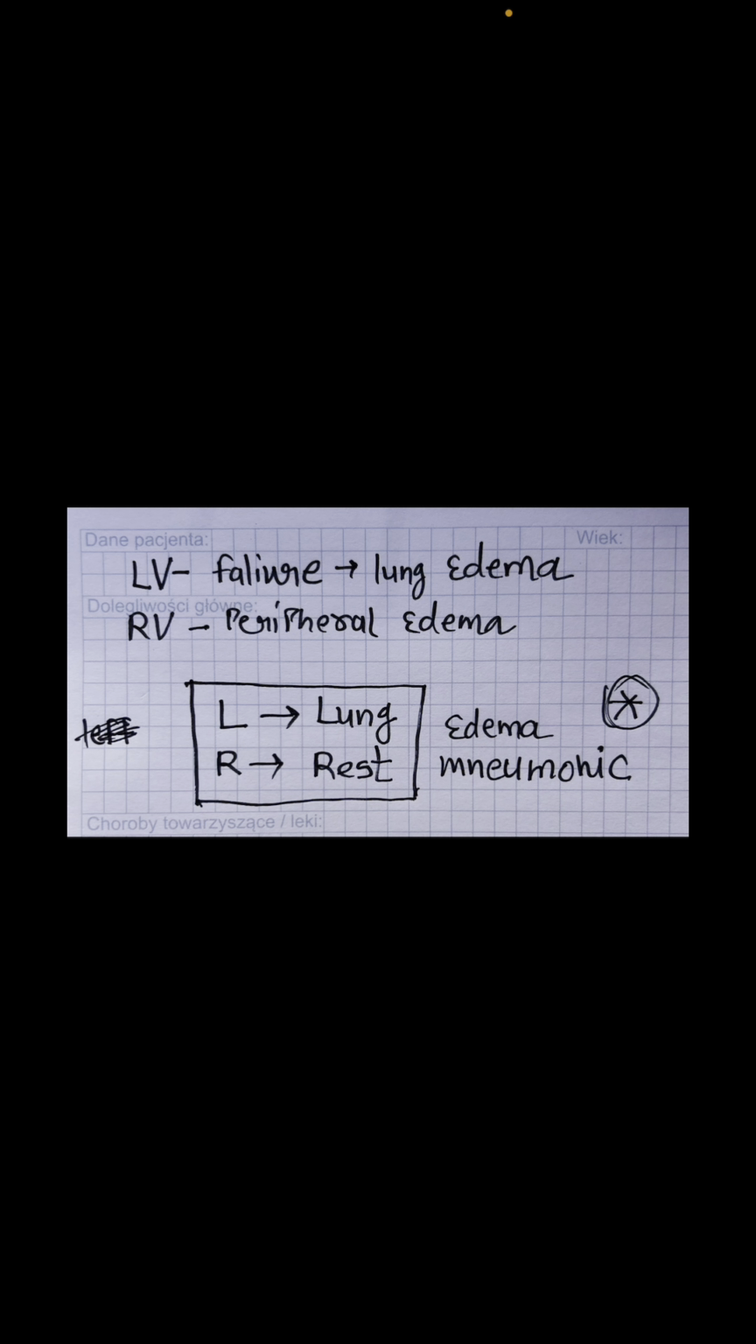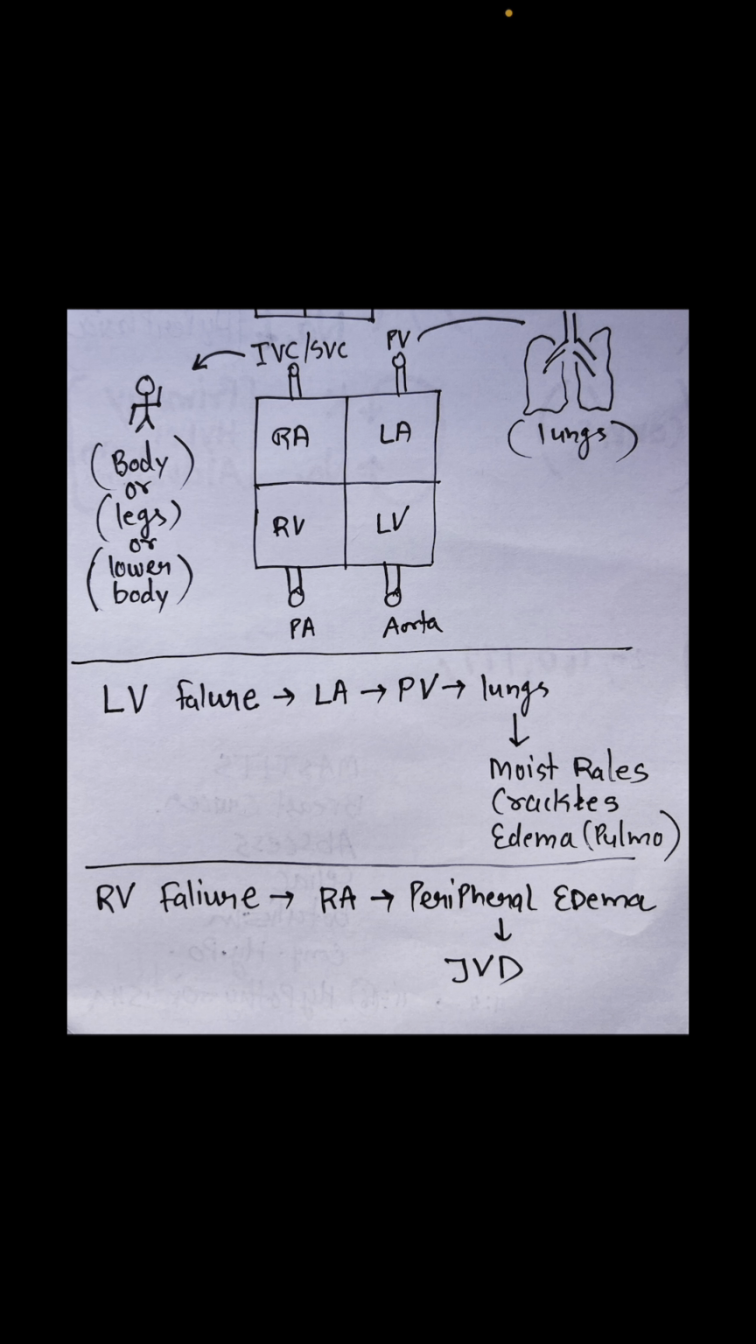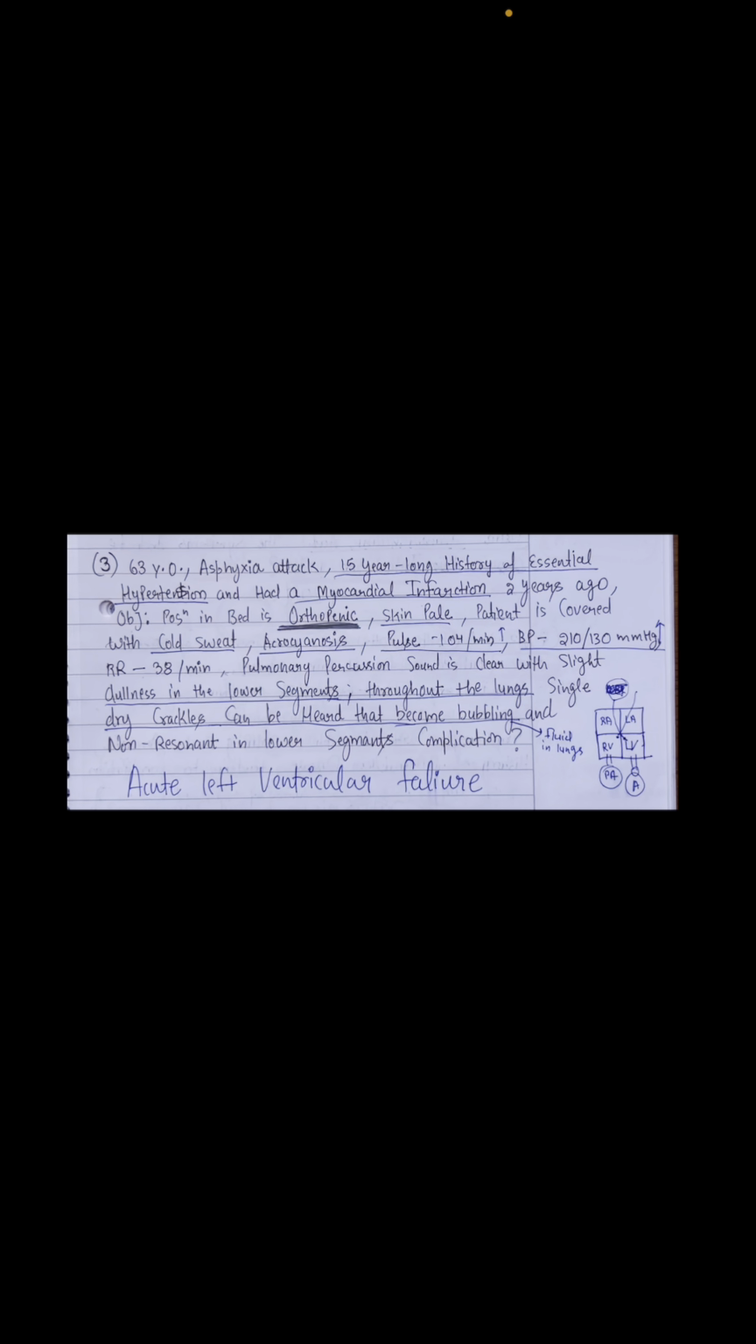You can take a screenshot of this as well as the last photo: when the problem is with the left heart, lung edema will be there, and when the problem is with the right heart, the rest of the edema will be there, like jugular venous distension and peripheral edema. All right, so now we can get back to our cases.